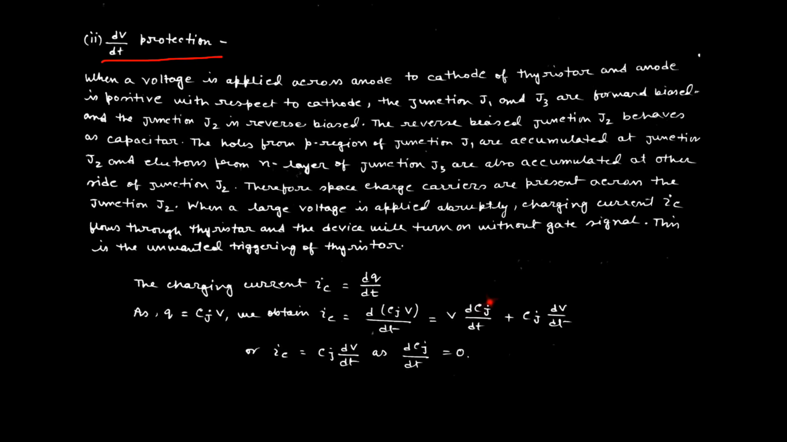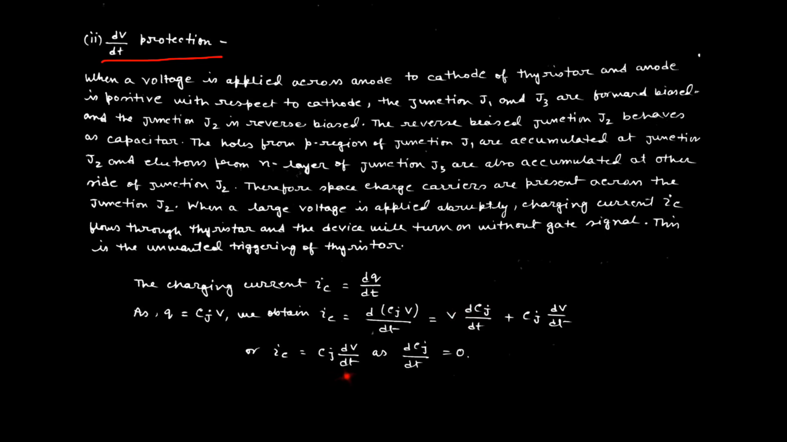Cj is constant, as defined by the manufacturer. Cj is called the junction capacitance, which depends on how much charge has accumulated across the J2 junction, and this depends on the doping concentration of the layers. That is why it is well defined by the manufacturer only. So Cj is a constant term, and the derivative of a constant is 0. That is why IC equals Cj dV/dt, as dCj/dt equals 0, just as I told you before.